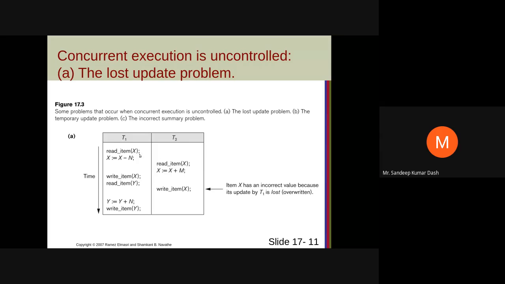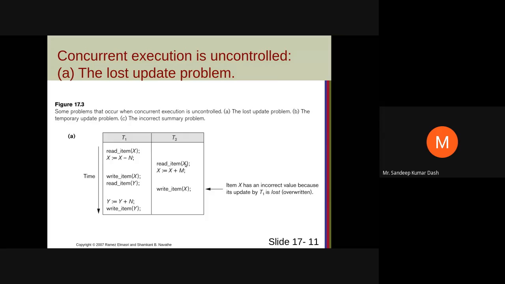The problem is like this. Say X is 50, N is 5. At the end of this clock cycle, how much will be in X? 50 minus 5, 45. Fine. Then how much will this read? Read item X. This is reading from the database.